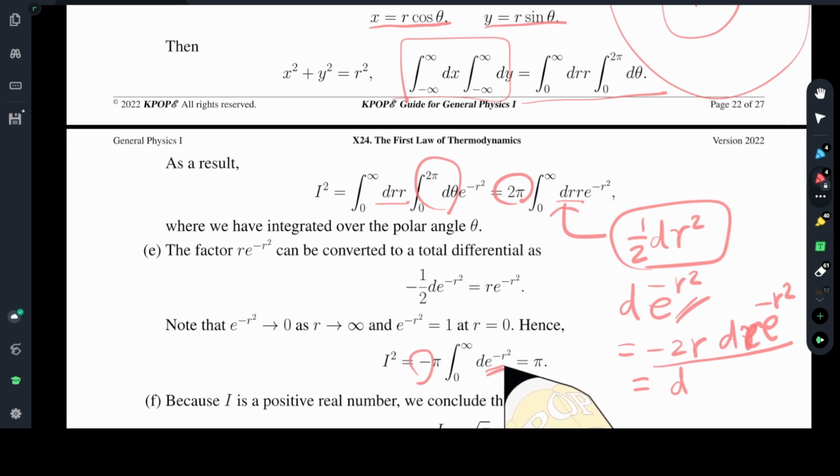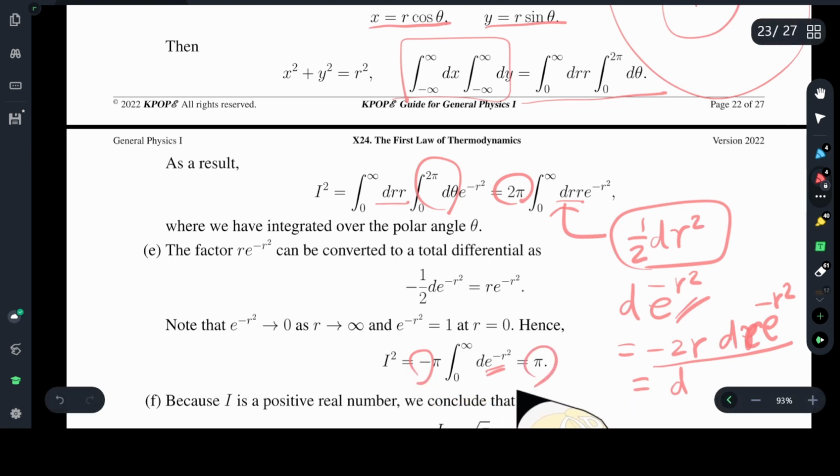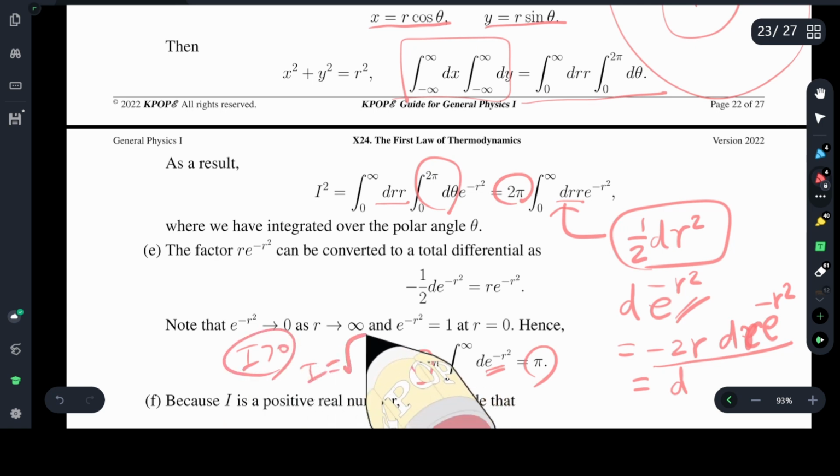And the total differential vanishes as r goes to infinity. If I substitute 0, that is 1. So this integral is pi. As I told you, I is positive definite. Therefore, I is the square root of pi.